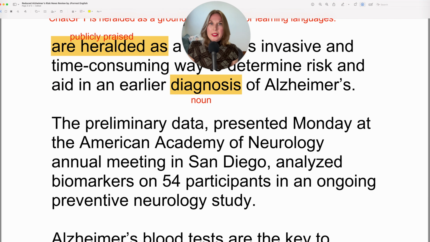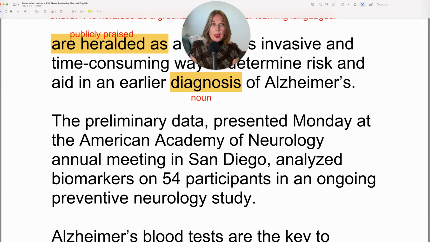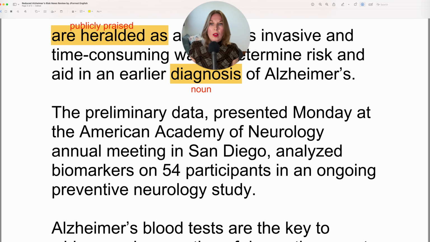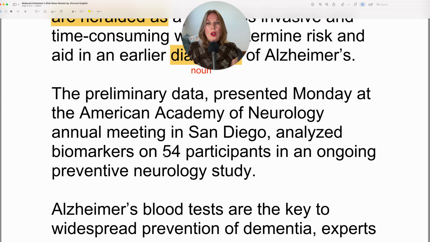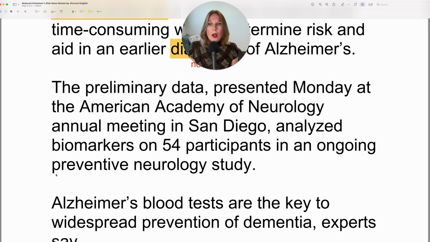Let's continue. The preliminary data. So the preliminary data, it's the data that's first available. So it's not all data, it's just the first available, first analyzed, the first data. The preliminary data presented Monday at the American Academy of Neurology annual meeting in San Diego analyzed biomarkers on 54 participants in an ongoing preventative neurology study. So ongoing means that it doesn't have a definitive end date.